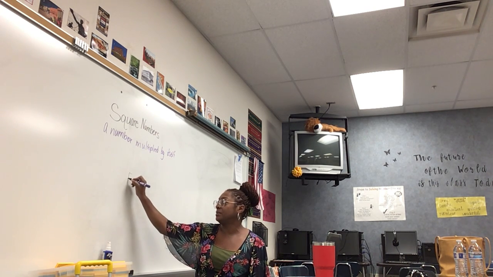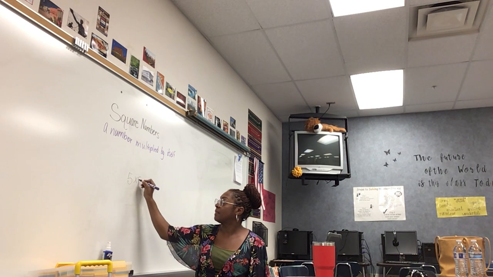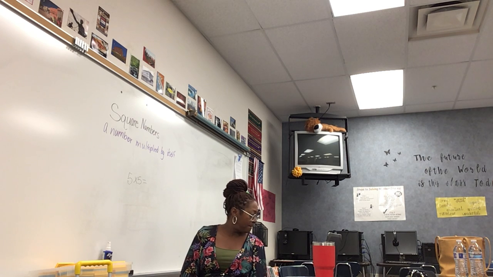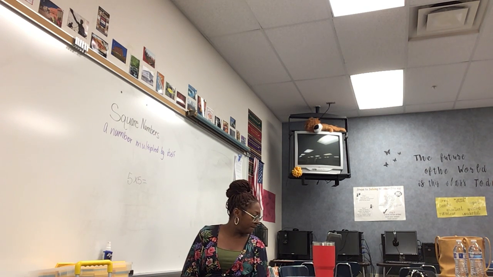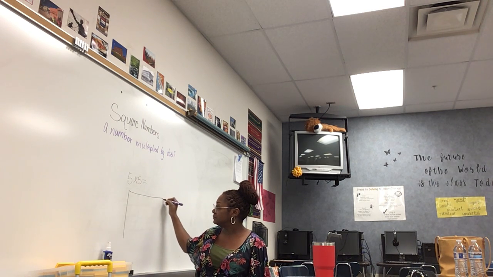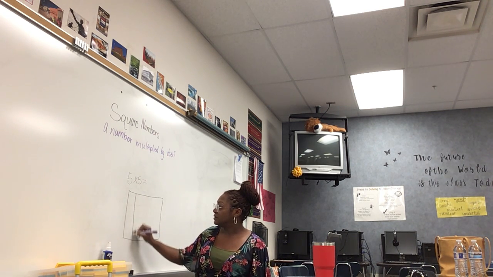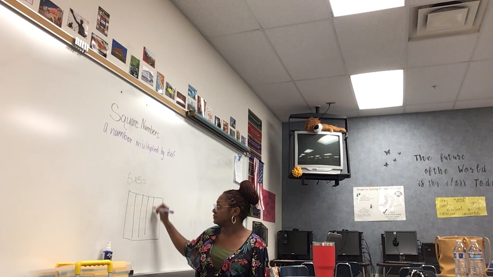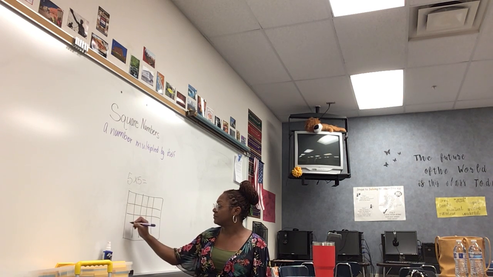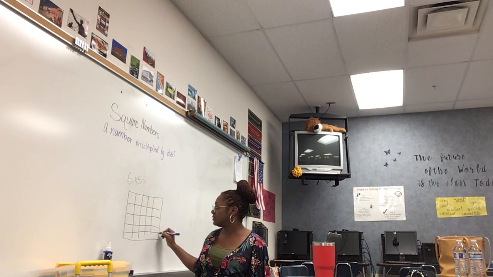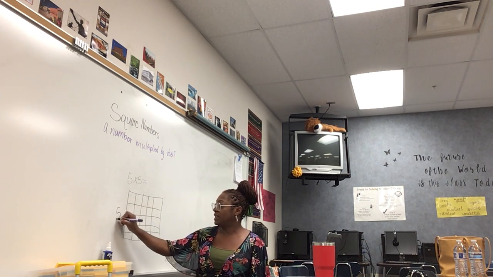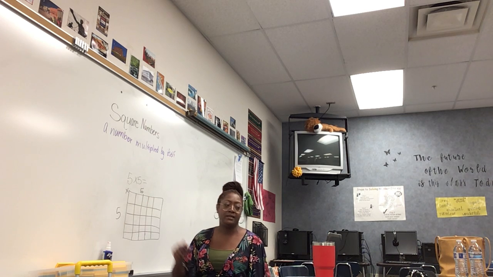So here's another square number. If I drew it out, oh, that's ugly. You have 5 over here, 5 over here. You're multiplying 5 times 5.